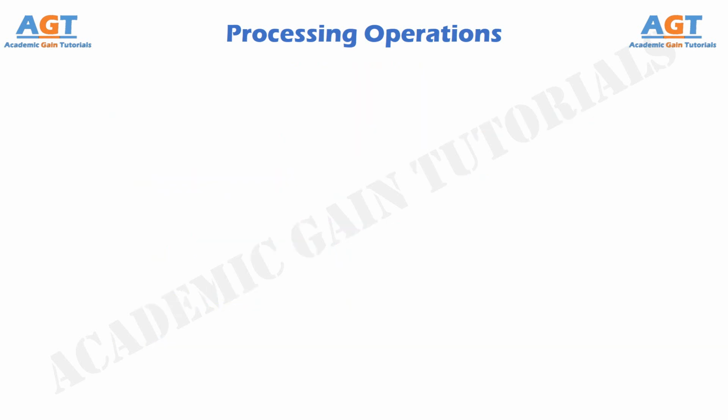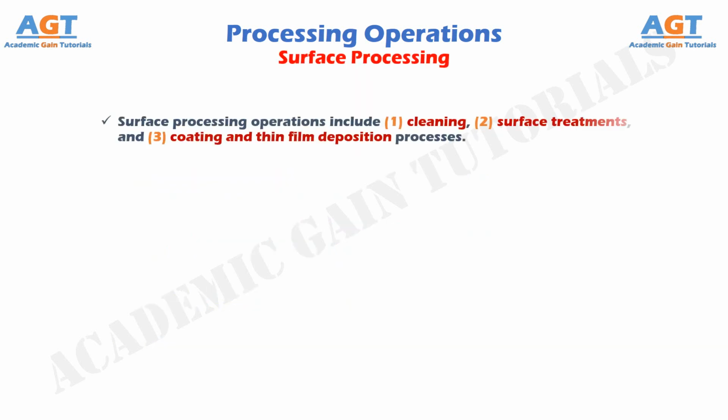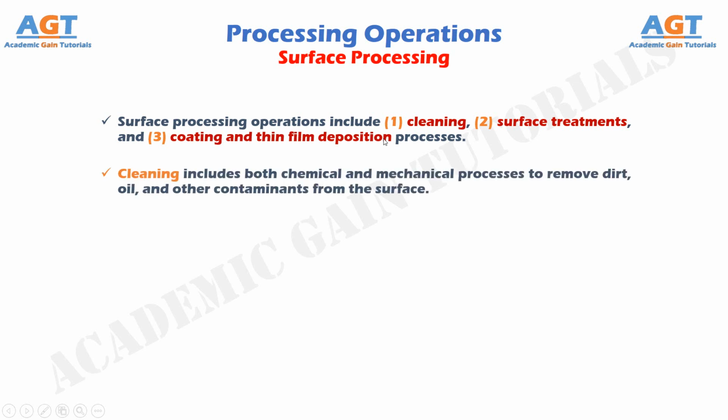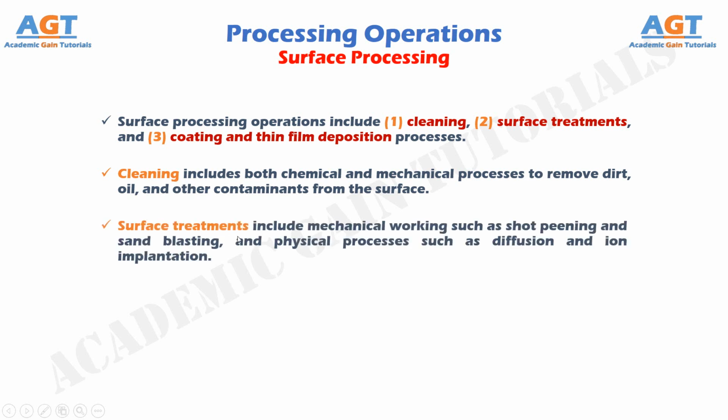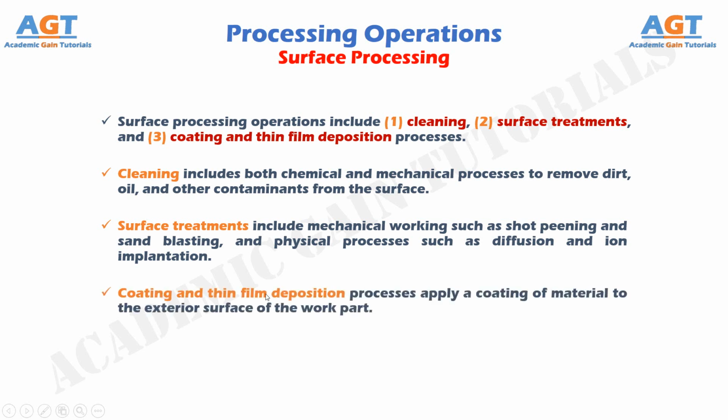Surface processing operations include cleaning, surface treatments, and coating and thin film deposition processes. Cleaning includes both chemical and mechanical processes to remove dirt, oil, and other contaminants from the surface. Surface treatments include mechanical working such as shot peening and sandblasting, and physical processes such as diffusion and ion implantation. Coating and thin film deposition processes apply a coating of material to the exterior surface of the work part.